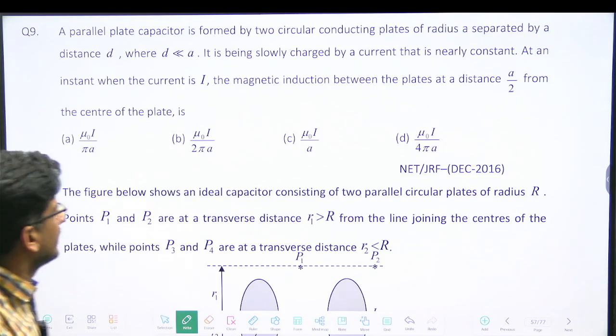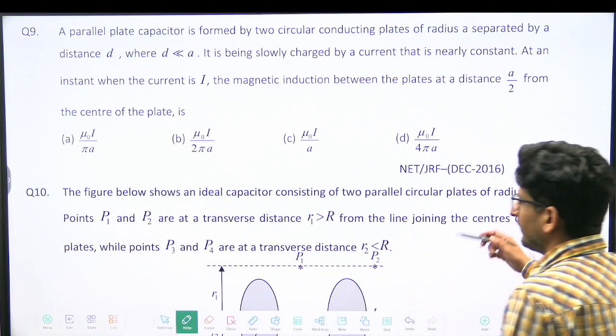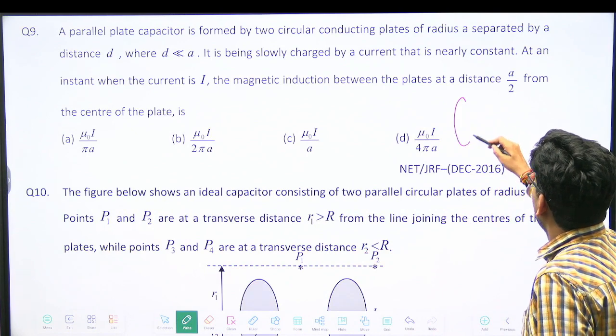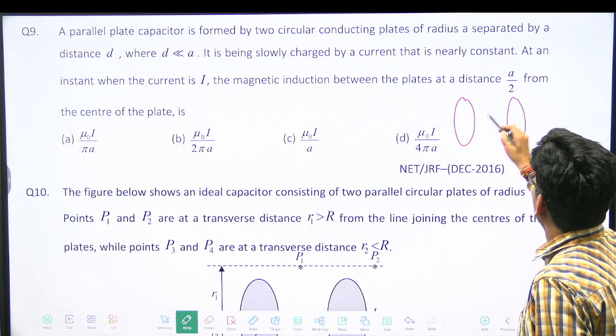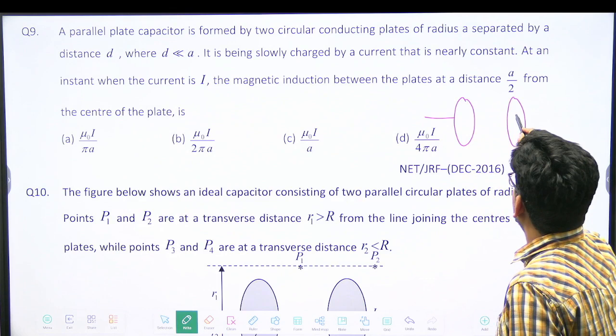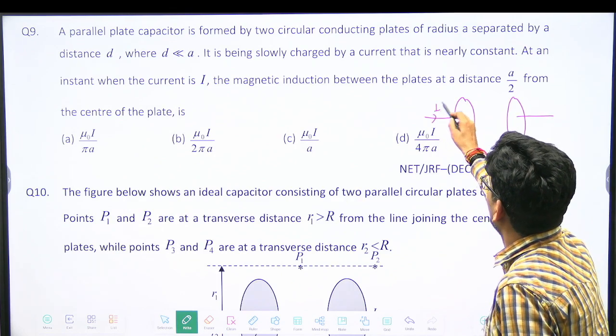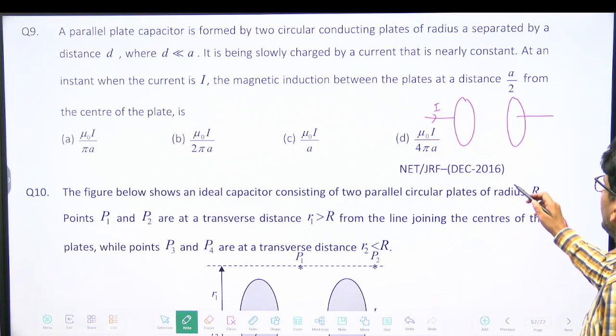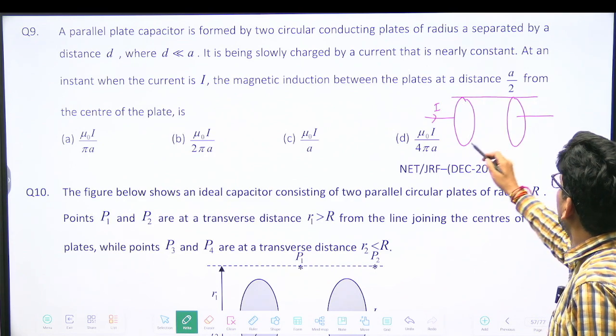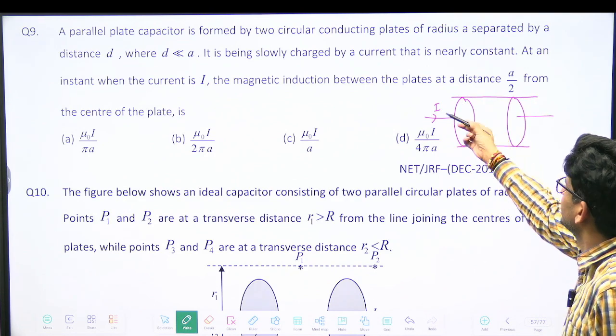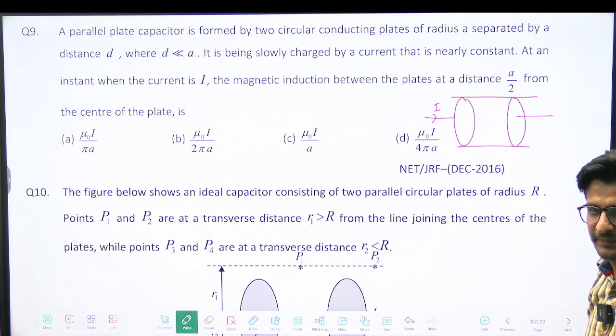Suppose for this question we have taken plates like this, and they are charged like this. So here suppose a current I is flowing. Now what will happen in this whole region? There will be a displacement current which will be equal to I.